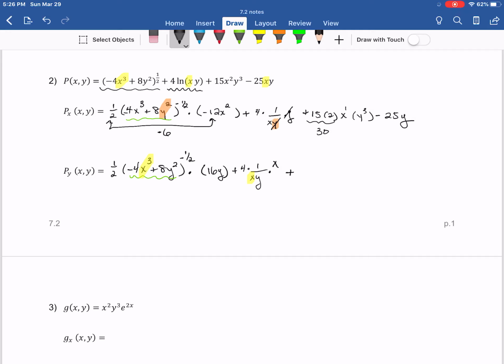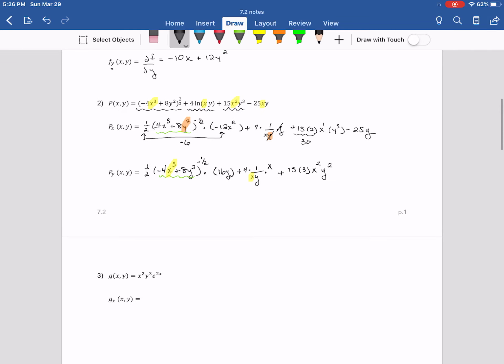The next term is your 15x squared y cubed. The derivative, don't forget what the constant is right there. The derivative is going to be 15 times, bring that 3 down in front, from the y cubed. The x squared, that's just another number, so put it next. And then y gets raised to the second power because that's 3 minus 1.